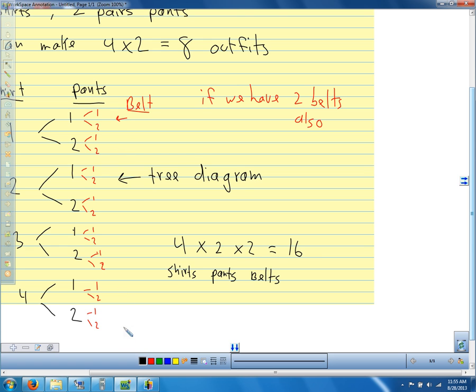So the tree diagram and this way of multiplying are two different ways of counting these ways of putting things together. We call this multiplying the different possibilities of ways of putting things together the fundamental counting principle. So when you see that vocabulary word, that phrase, you'll understand what it's talking about. So let's write that down.